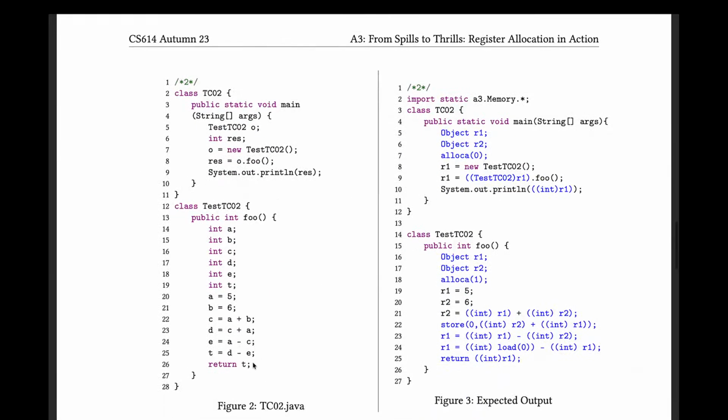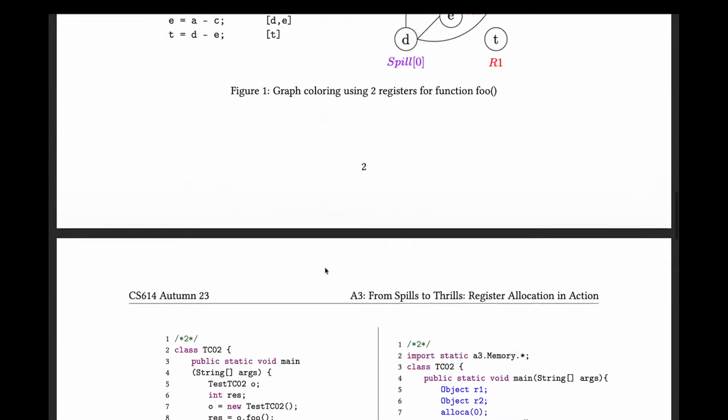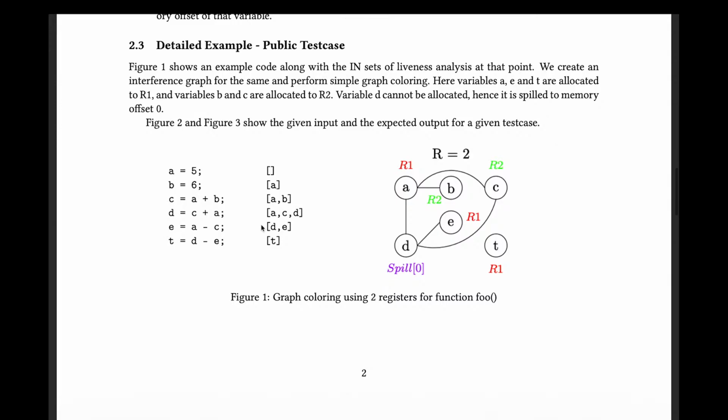Right, because in t equals d minus c, t is still live here because there is a statement return t. I think they forgot to paste it there, but there is return t here, and hence t is live. Before this statement, t is live, as well as d and e, because they are used in future. a, c, d are live over here because a, c and d are used in future, and so on.